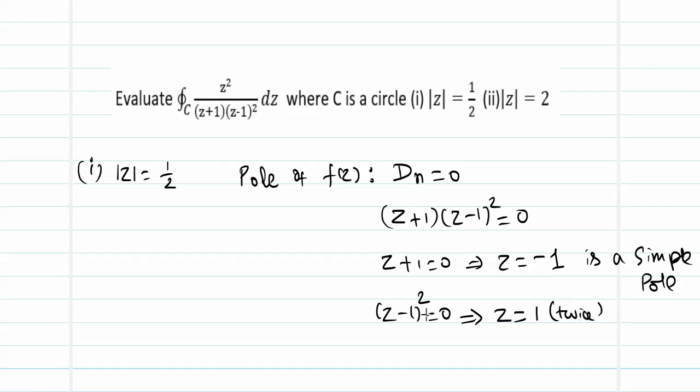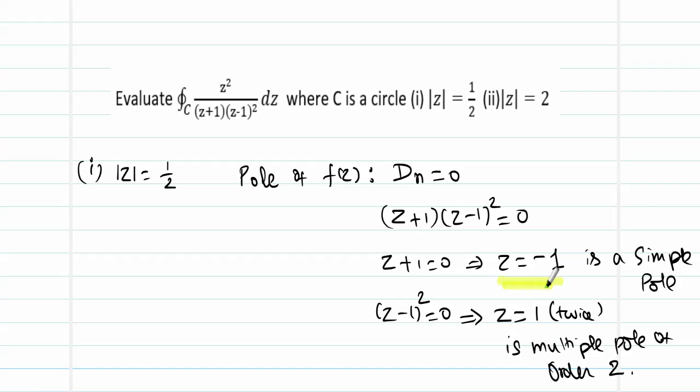Twice, because the power is 2. Hence this is going to be a multiple pole of order 2. So the very first basic step of estimating the pole is now done. So highlight your poles. What are going to be the poles for me?